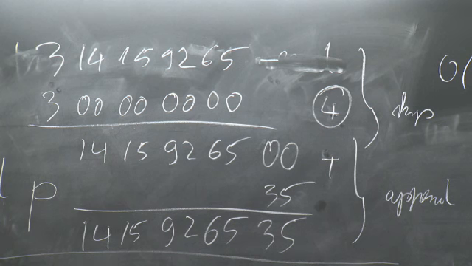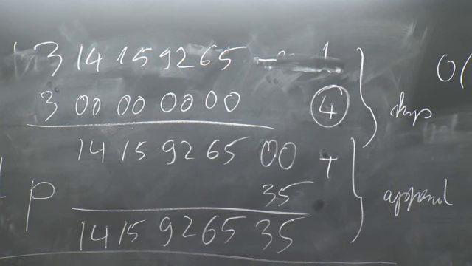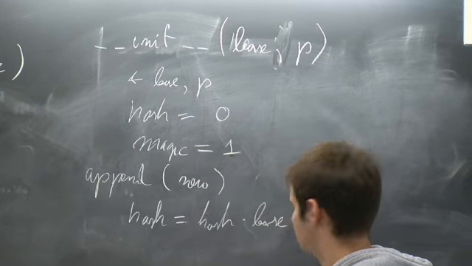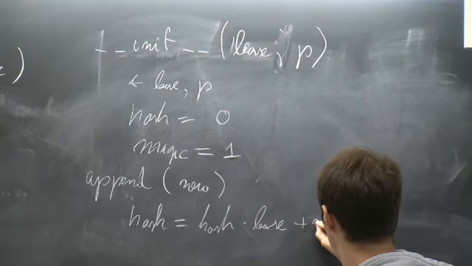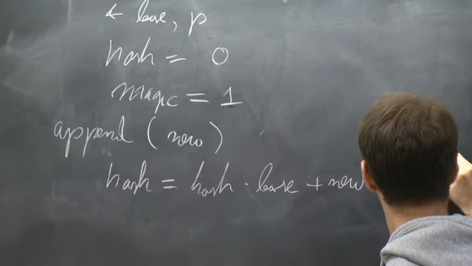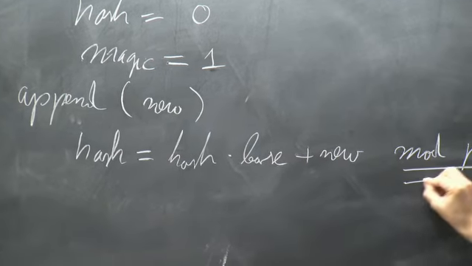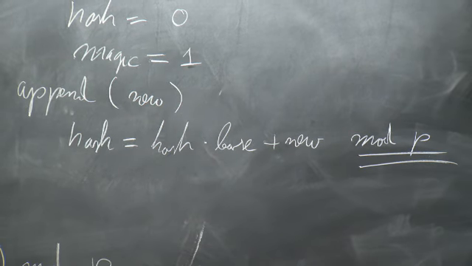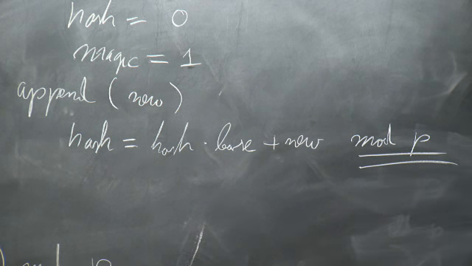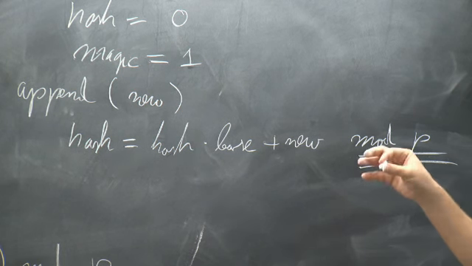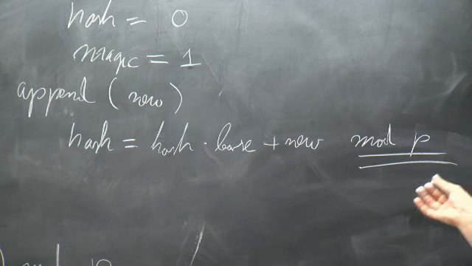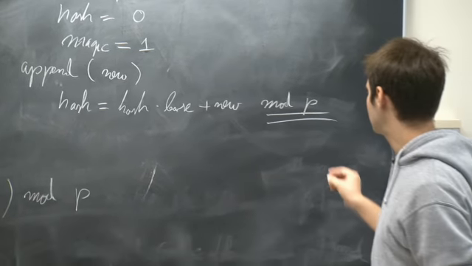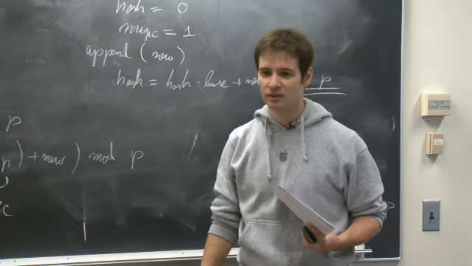So hash equals hash times base plus new mod p. Very good. This is important. If you don't put this in, Python knows how to deal with big numbers. So it will take your code and it will run it, and you'll get the correct output. But hash will keep growing and growing and growing because you're computing n instead of hash. And you'll wonder why the code is so slow. So don't forget this. What else do I need to update?